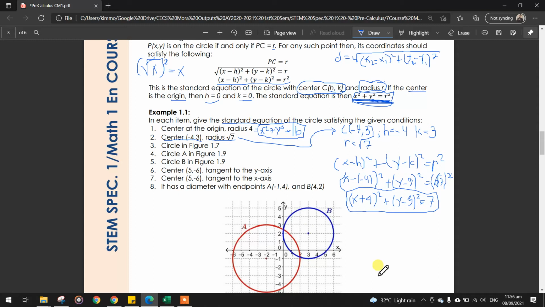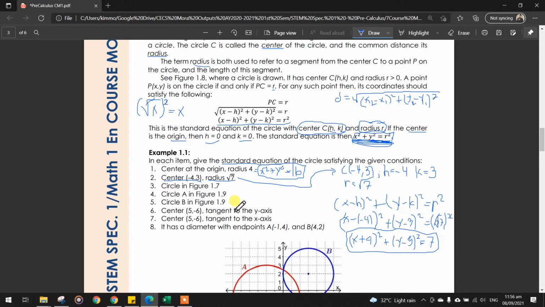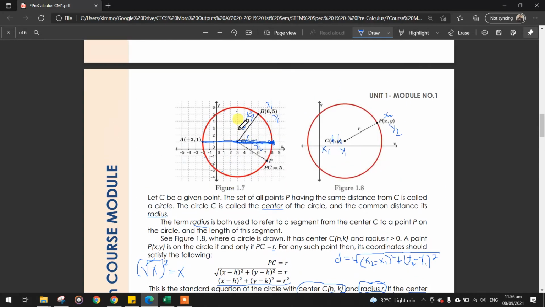Okay, number 3. So, circle in figure 1.7. So, we are asked to find the standard equation of figure 1.7. So, figure 1.7 is kaning naa sa taas. So, erase that na ko ni. So, again, to find the standard equation of the circle, kailangan lang kag center og radius. So, sa kaning figure, naa tay center, which is 3 and 1. Then, atong radius, we already know that ang distance ani niya or yung radius is equal to 5.